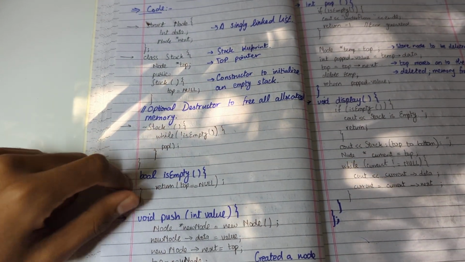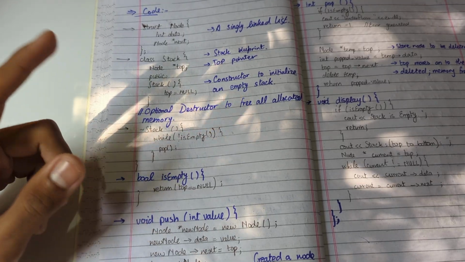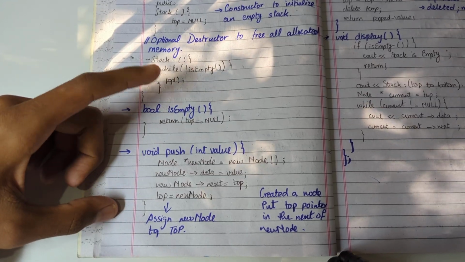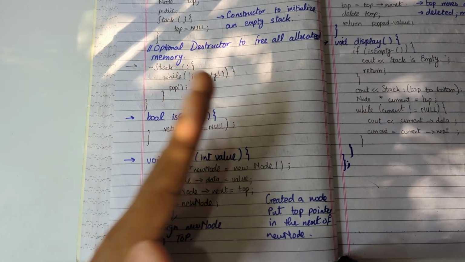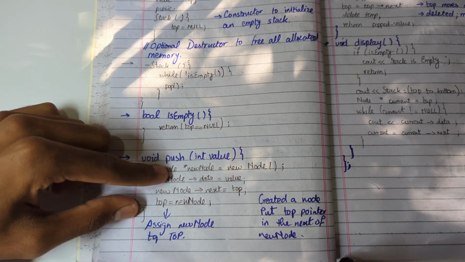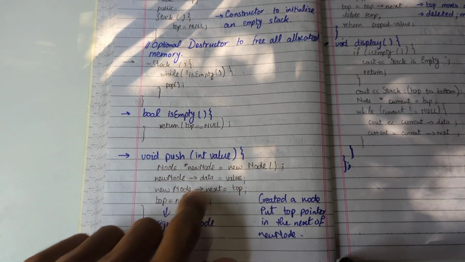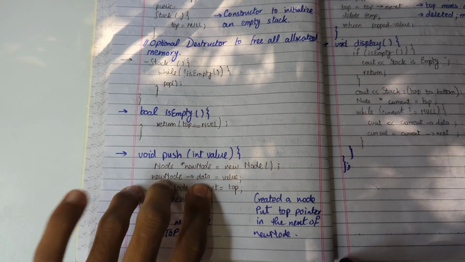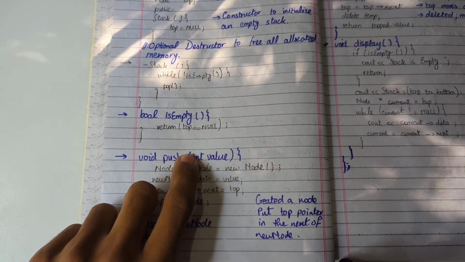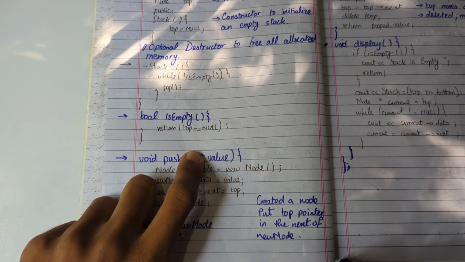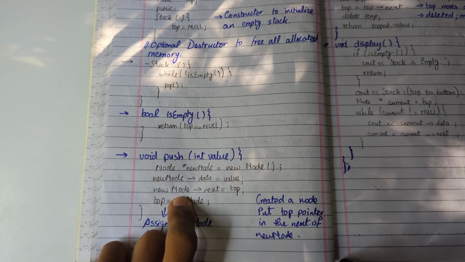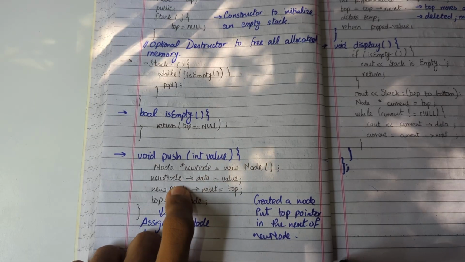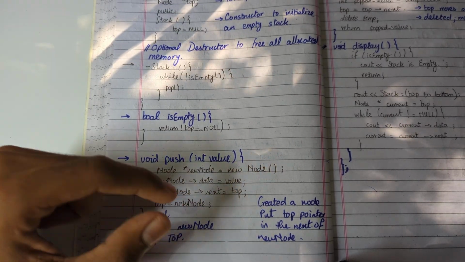Now we have another function called isEmpty. It's going to check if the stack is empty or not. Then we have another function called push. It's going to insert a new node inside the stack. So new node is equal to new node: we create a new node in memory, and then the new node's data is equal to the value that's going to be passed from the main function into here. The value is stored in the new node's data part.